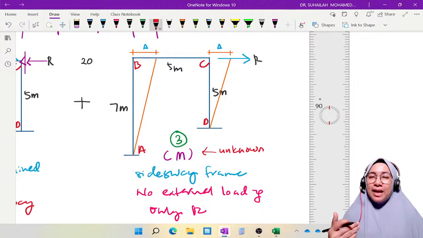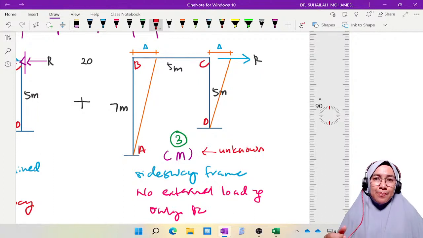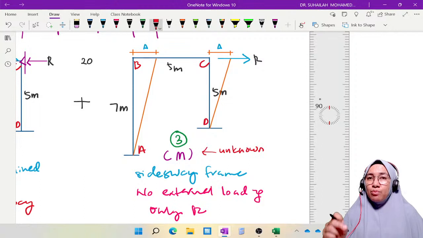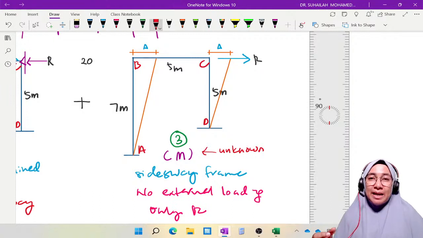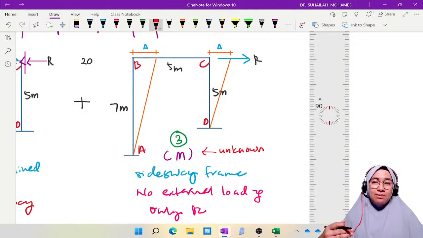We label this as m. We cannot calculate m using the table because we do not know the delta value. The formula to calculate FEM due to side sway, due to delta, requires us to know the delta value. When we do not know the delta value, we cannot calculate m directly. But indirectly we can, by introducing another frame which is proportional to diagram number 3.